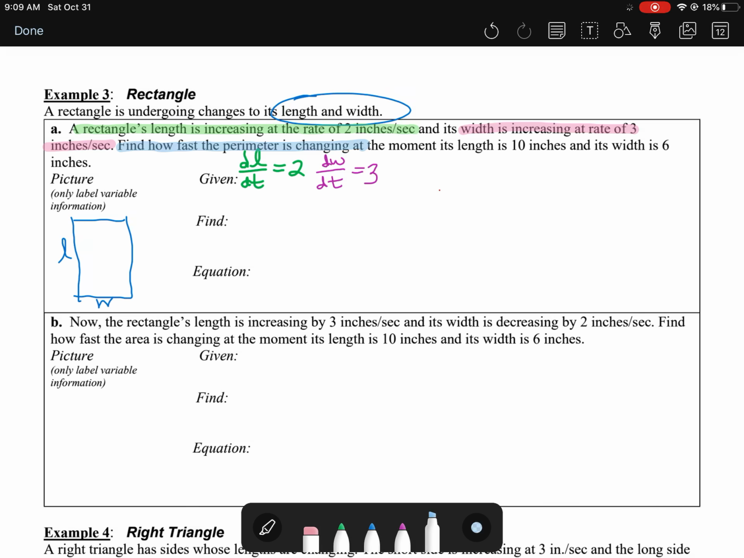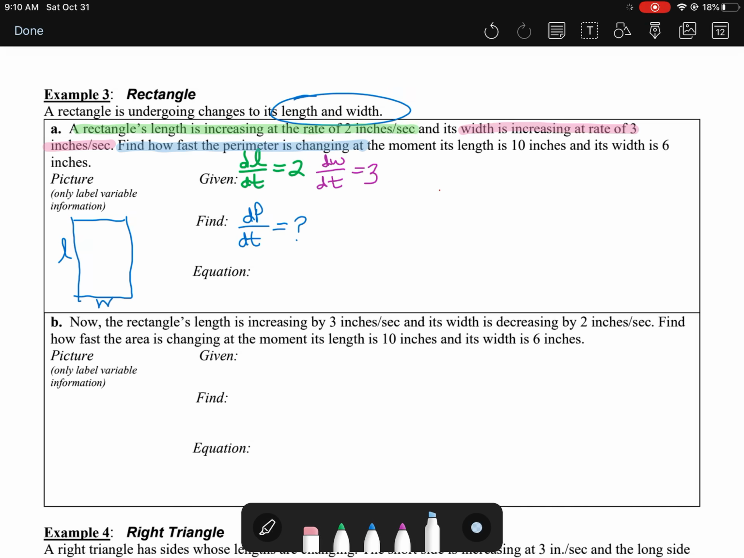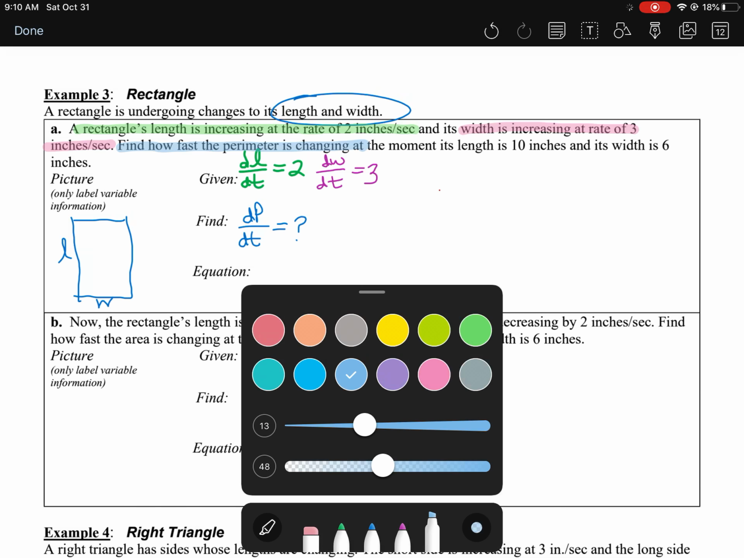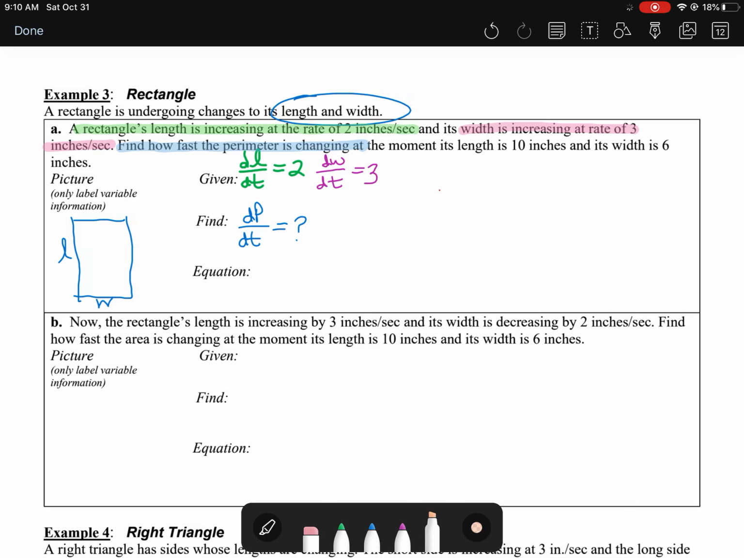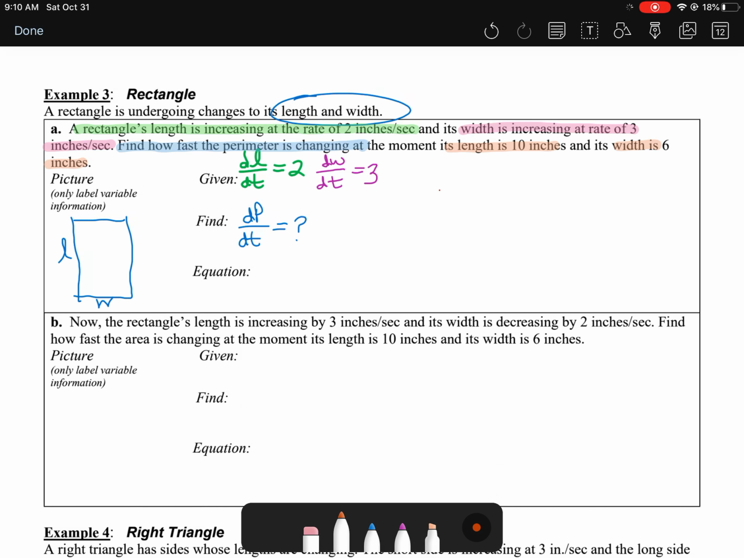Okay, so I need to figure out how fast this perimeter is changing. So that's going to be my find. So we'll just say dp/dt. We don't know that. Okay, at the moment, its length is 10 and its width is 6. So length is 10, width is 6. I'm going to add that to what I already know.